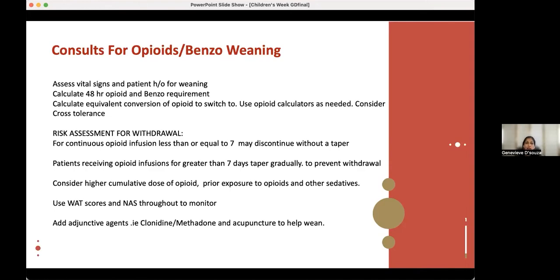For higher doses of opioids or infants who have been exposed previously to opioids or have been on multiple sedative medications at the same time, you may want to taper gradually and consider adding an adjunctive agent like clonidine or methadone, or add other multimodal techniques or non-formulary techniques like massage therapy, acupuncture to help with wean. At the same time, you also want to add WATCH scores, which is withdrawal scores, and NAS scores, which is neonatal abstinence scores, throughout to monitor your withdrawal.